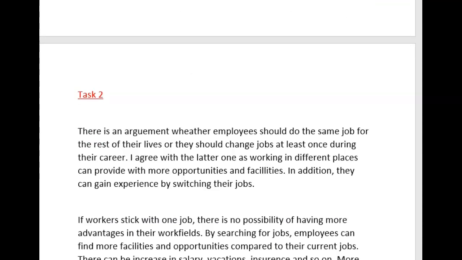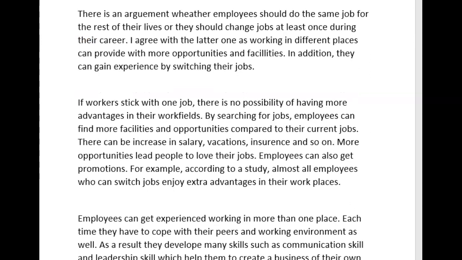All right, let's take a look at your task 2 about people staying in the same job. Let's see what you wrote. There is an argument whether employees should do the same job for the rest of their lives or they should change jobs at least once during their career. I agree with the latter one, as working in different places can provide with more opportunities and facilities. In addition, they can gain experience by switching their job.